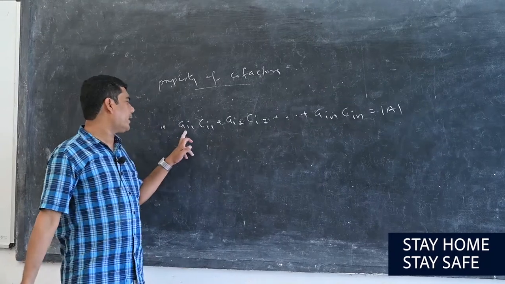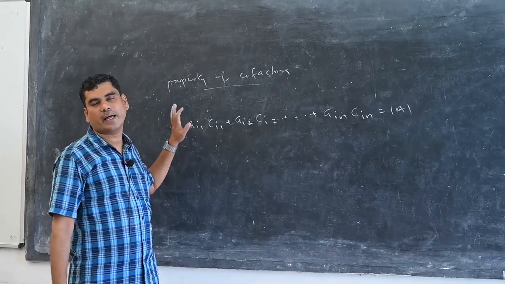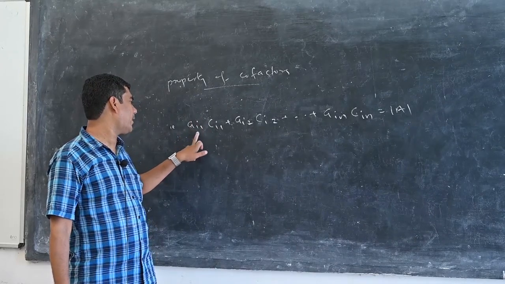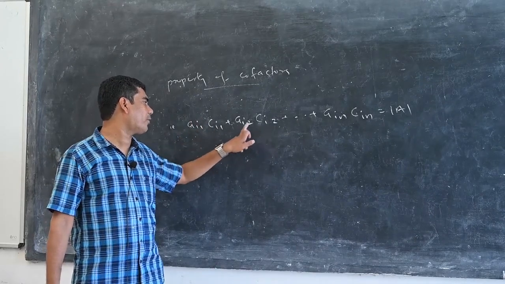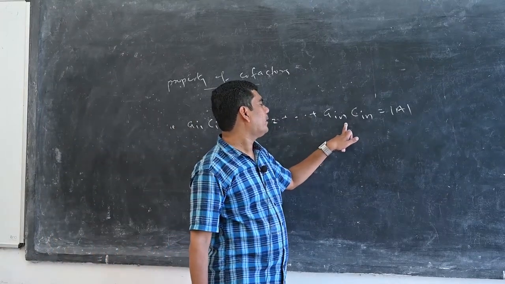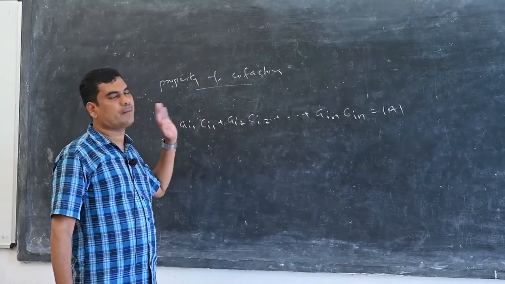Here ai1, ai2, ain are elements of the ith row. Ci1 is the cofactor of ai1, ci2 is the cofactor of ai2, etc. Cin is the cofactor of ain. Then multiply them, add them, we obtain the determinant of A.